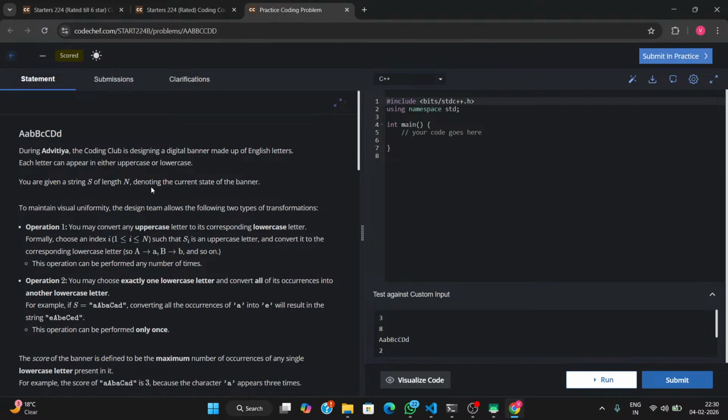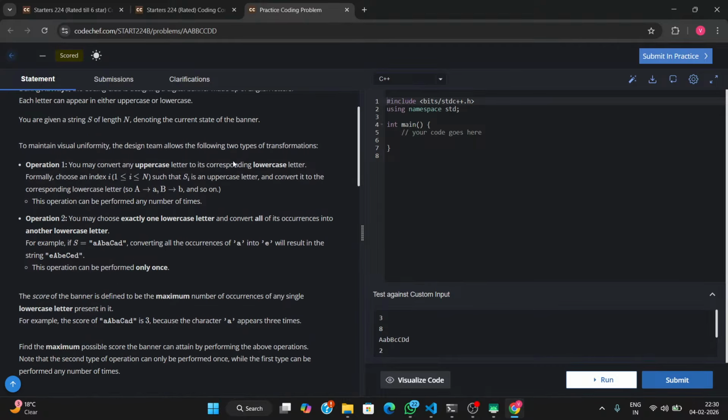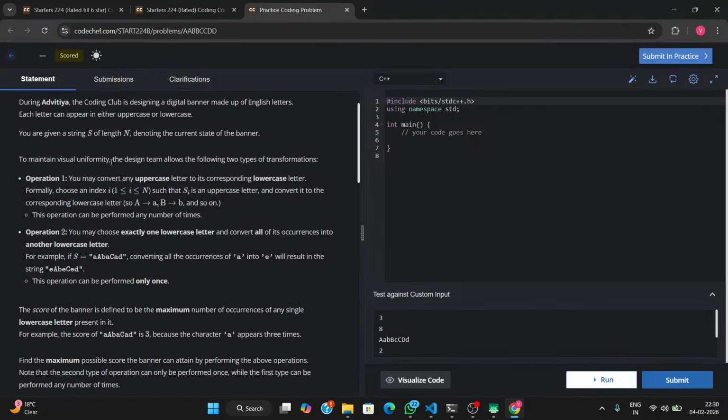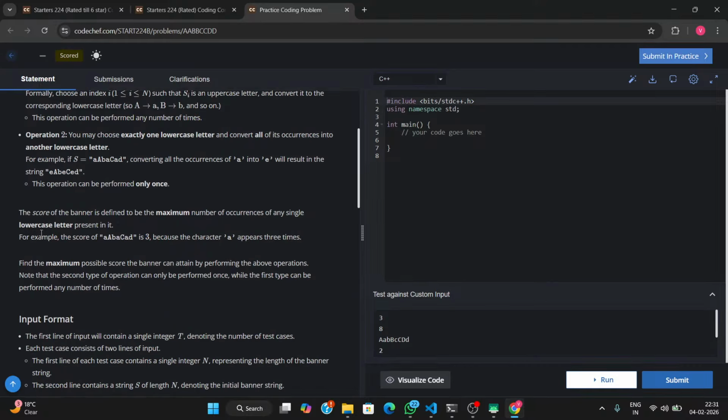You are given a string S of length n, denoting the current state of the banner. To maintain visual uniformity, the design team allows the following two types of transformations. Operation one is that you may convert any uppercase letter to its corresponding lowercase letter for any index Si. Operation two is you may choose exactly one lowercase letter and convert all of its occurrences into another lowercase letter. So, first of all, let's understand the question.